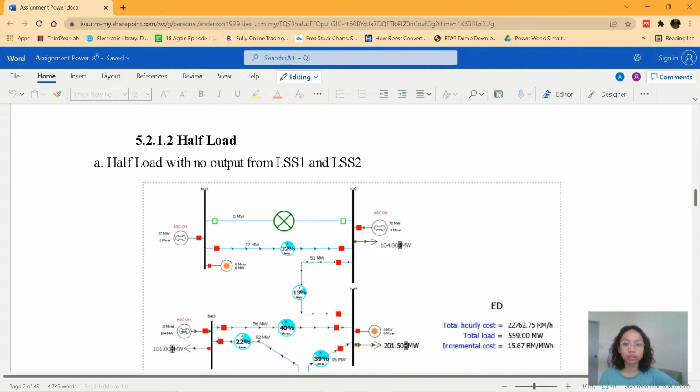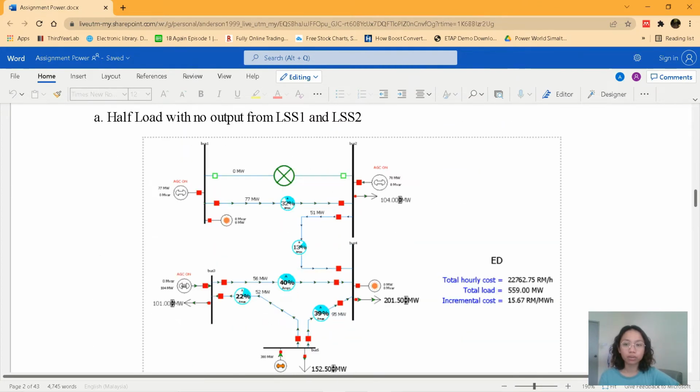Going on to the half load. At half load, the difference between the half load and the full load is that the load is halved. However, the parameters are still the same. There is still one generator at bus 5, and they are using the same cases as in the full load scenario, where the first case is with no output from LSS1 and LSS2.